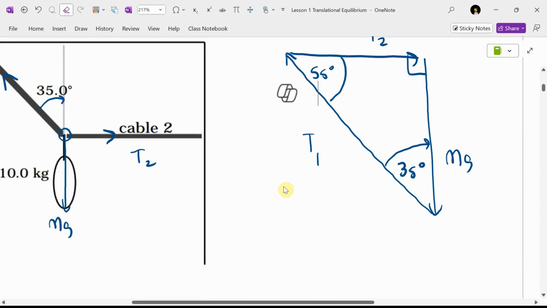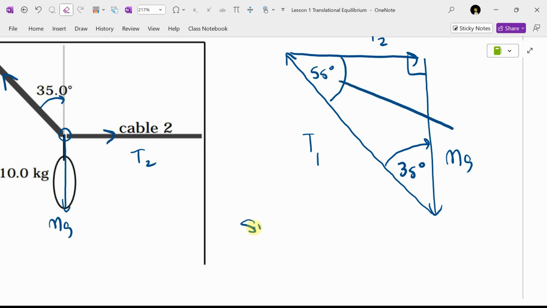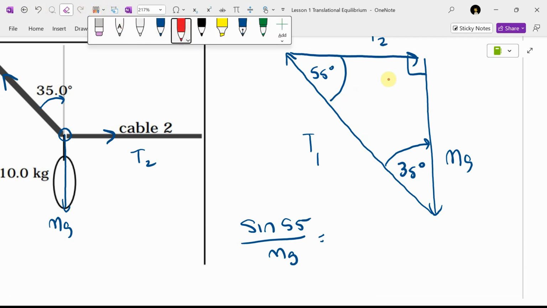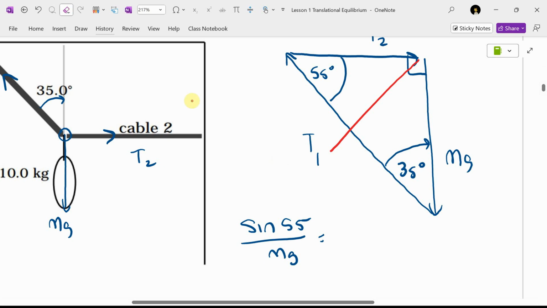So here, well, Philip, what do you want to find first? Tension 1 or tension 2? I don't care, pick. Tension 1, what's the one that I know? I know mg, so I'm going to use this pair. I'm going to start out by writing the sine of 55 divided by what's across from it, mg, has to equal, and now I'm going to pair this pair, the sine of 90 over tension 1.